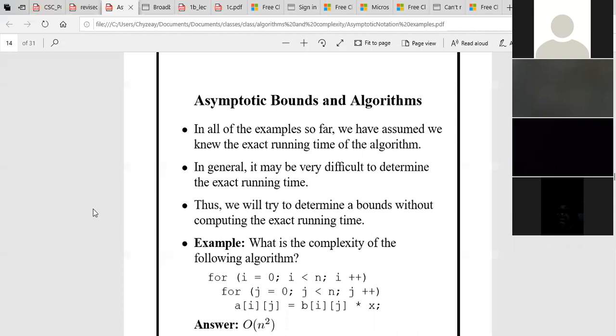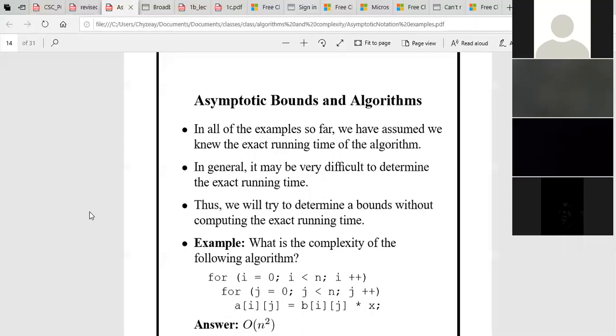So quickly before we go, let us look at the asymptotic bounds and algorithms. If you notice that all the examples we have done so far, we have assumed, and you remember I keep talking about the word assumption, that we know the exact running time. But if you also remember the first thing I mentioned in the class where we began this lecture, what I told you was that you do not have the exact running time.